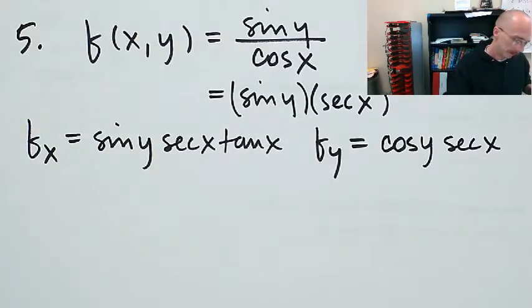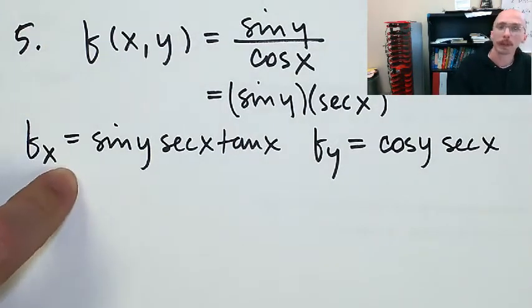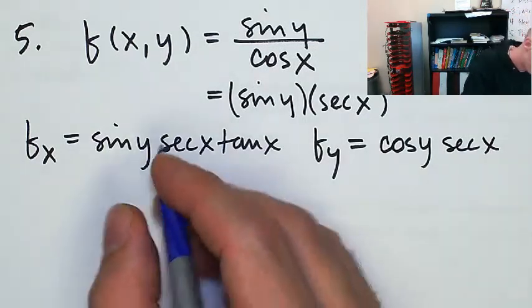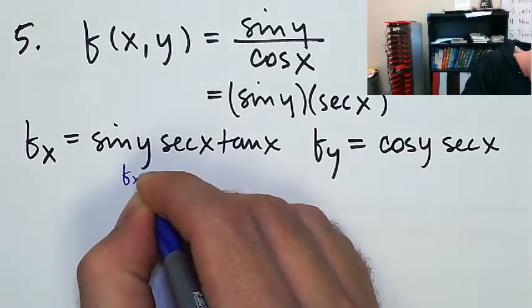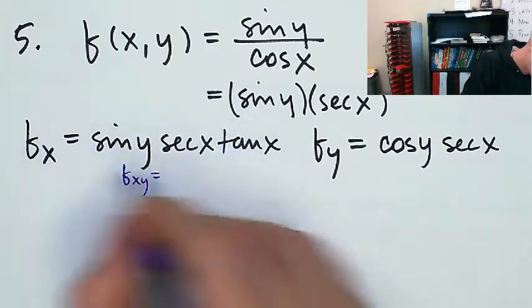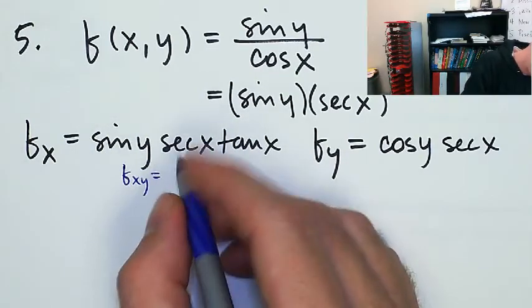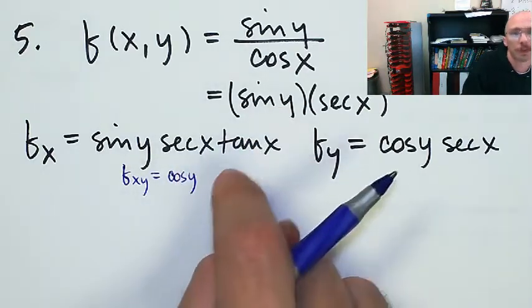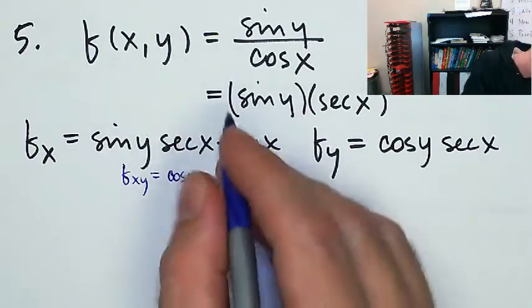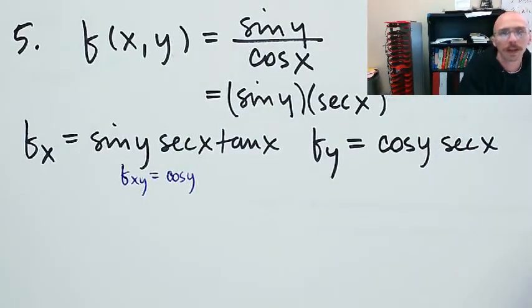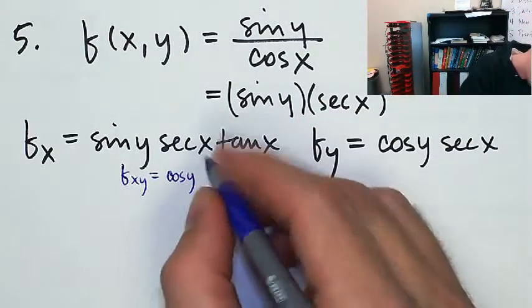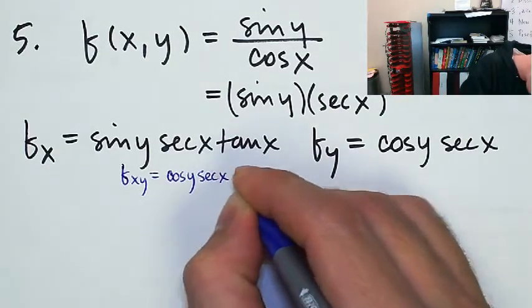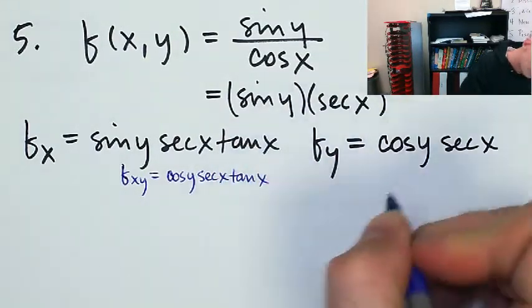So now if I want fxx, that one's going to be annoying. I'm going to start with the mixed partials. Okay, I'm going to take fxy, and that would be taking the derivative of this thing with respect to y. Well, that'll be cosine y, and then these things will stay the same because these are just numbers that are multiplied by sine y. We know the derivative of 3 sine t with respect to t is going to be 3 cosine t, so that's why we're still going to have a secant x tangent x there.